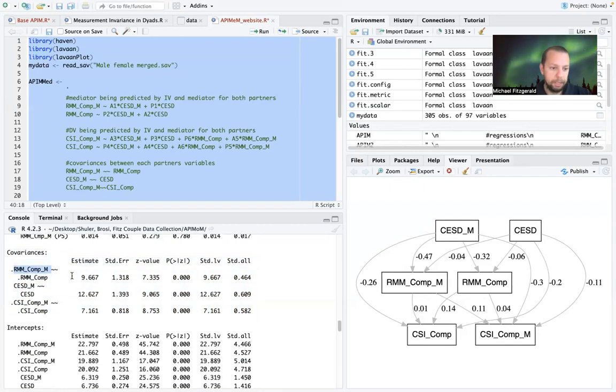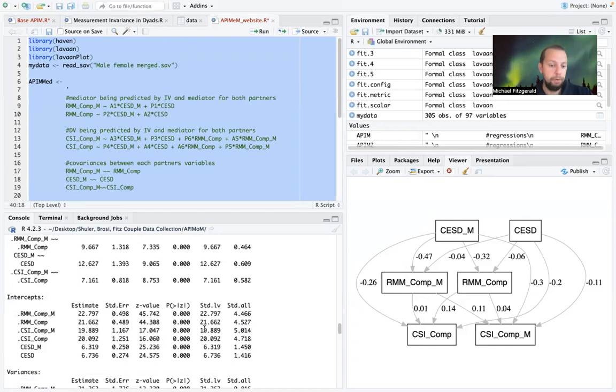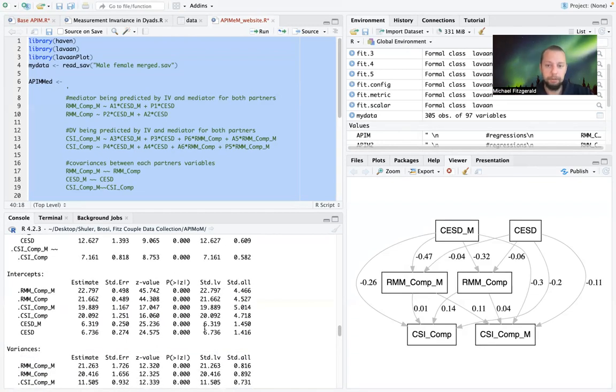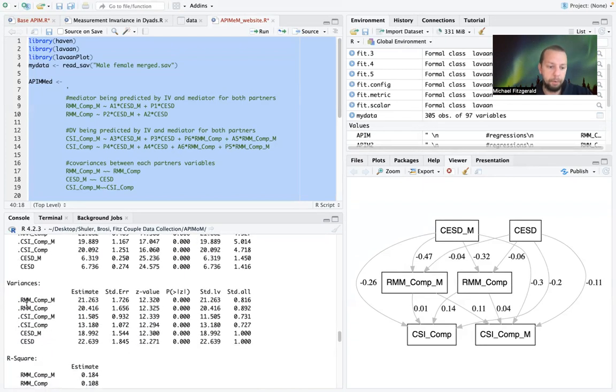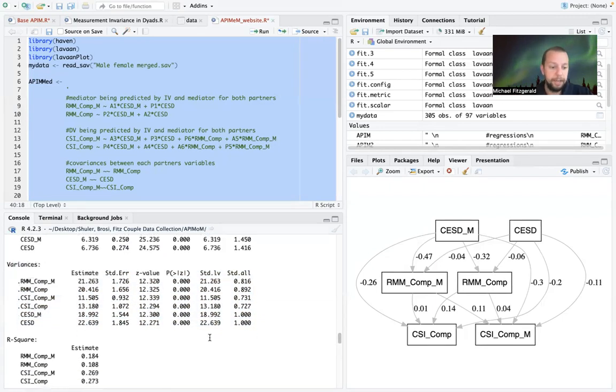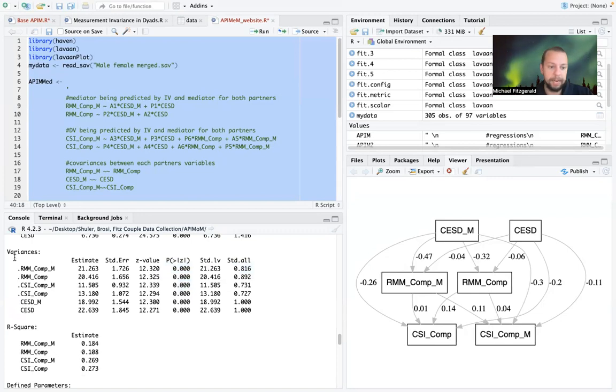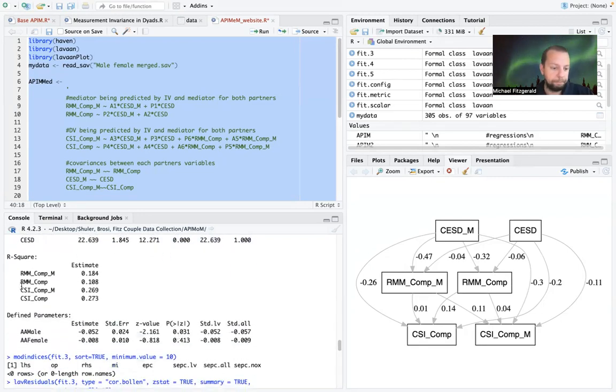Here are covariances among our variables. This is the covariance between relationship mindfulness between partners, and here's depression between partners, and here is relationship quality between partners. So since we are focusing almost exclusively on covariances in this analysis, intercepts aren't all that important. And we might just take a peek at the variances to see if there is variation, but everything is highly significant. So that's not all that important here.